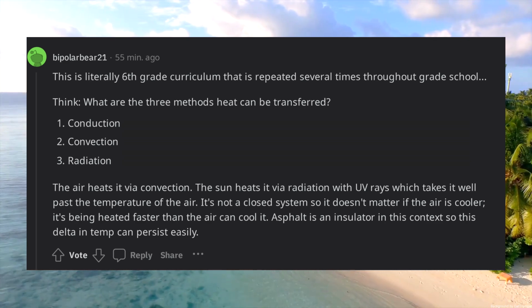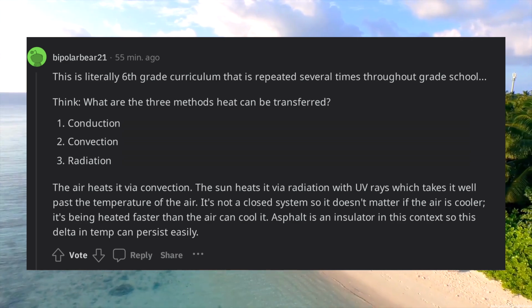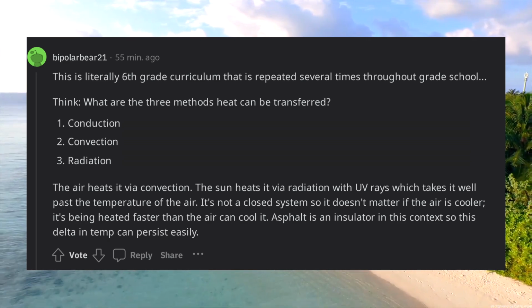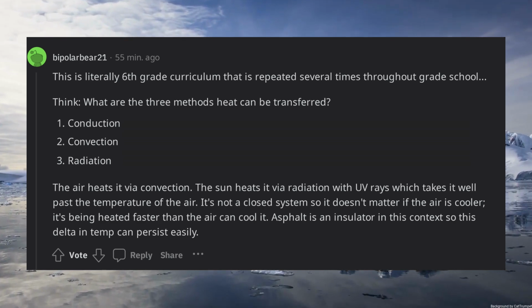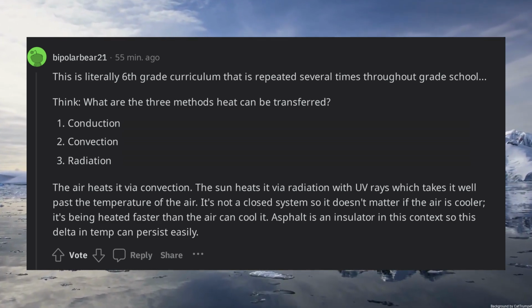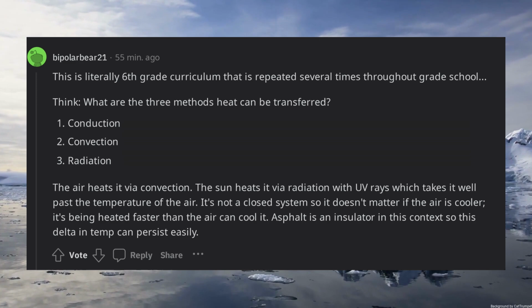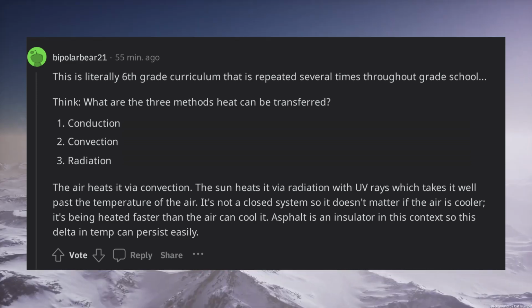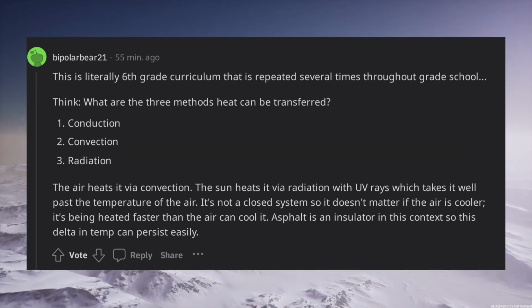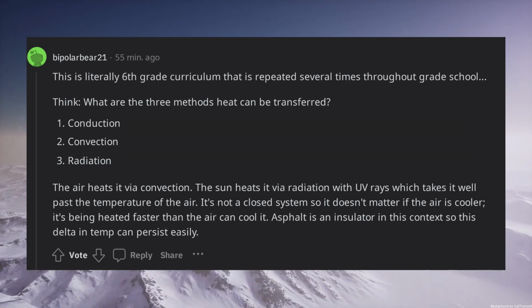The air heats via convection. The sun heats via radiation with UV rays, which takes it well past the temperature of the air. It's not a closed system, so it doesn't matter if the air is cool or it's being heated faster than the air can cool it. Asphalt is an insulator in this context, so this delta in temp can persist easily.